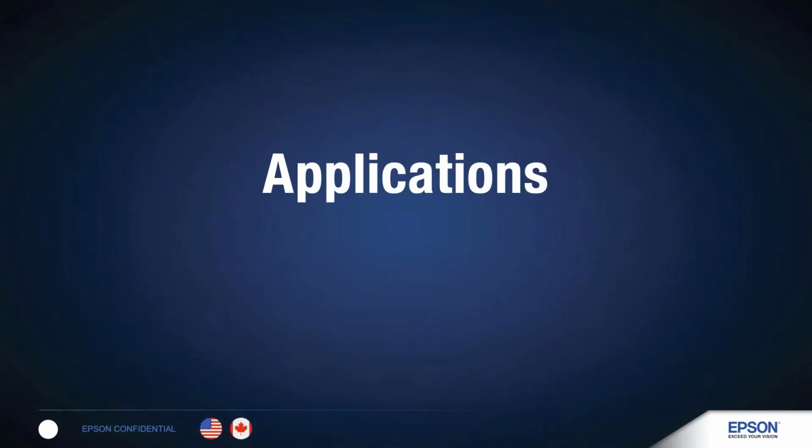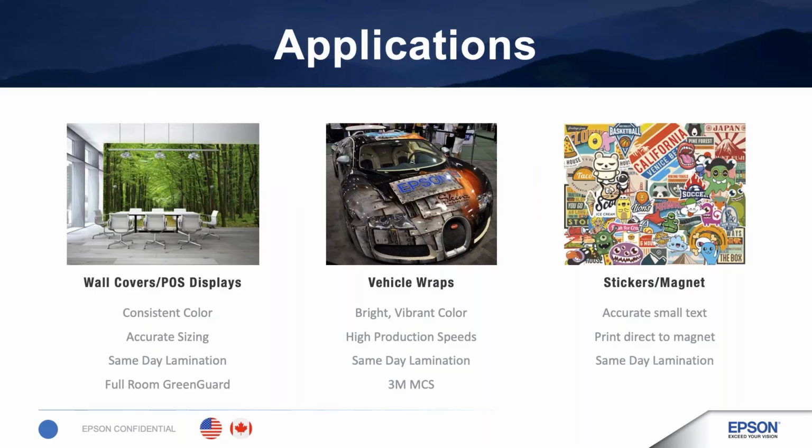So I want to talk about some of the applications you can do with our print cut bundle. As most of you know, the first thing that comes to mind is a sticker or a decal, but there are a lot of different things you can do. Wall coverings with our print system, you're going to have great consistent color and accurate sizing. One of the big features of our ink is that you're actually going to be able to do same-day lamination, unlike some of the competitive ink systems like latex or other types of ink systems. So you can do same-day lamination, and it has full room GREENGUARD certification.